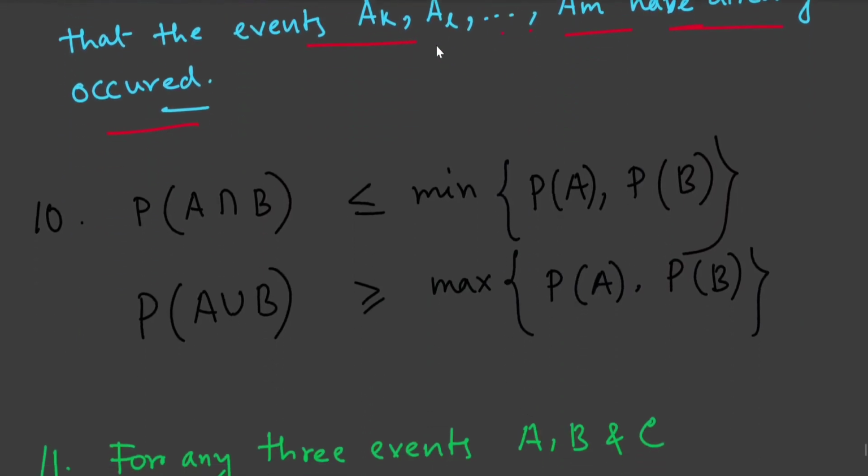Now we go to the next result, number 10. It is also a very necessary and important result. Probability of A intersection B is less than or equal to the minimum of probability of A and probability of B, and probability of A union B is greater than or equal to the maximum of probability of A and probability of B. These two results are also important to solve different higher math problems on statistics, like in exams such as CSIR NET, IIT JAM, and GATE. Based on these results, the questions come in different forms.